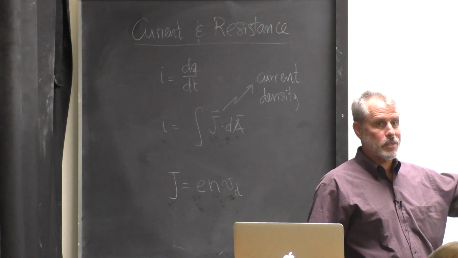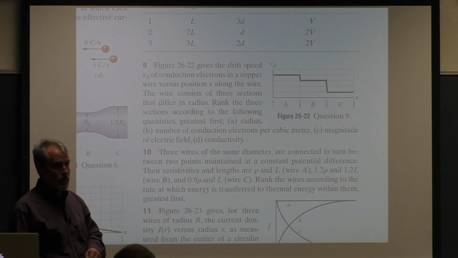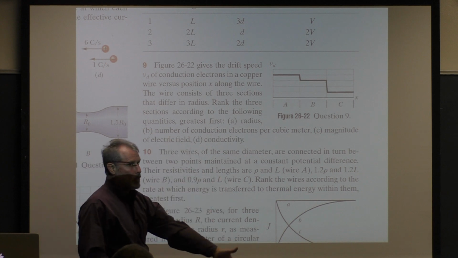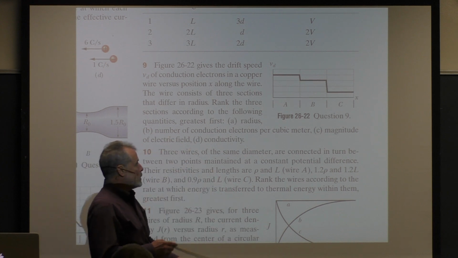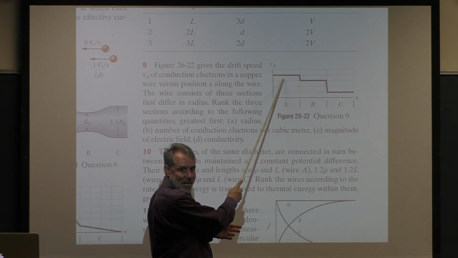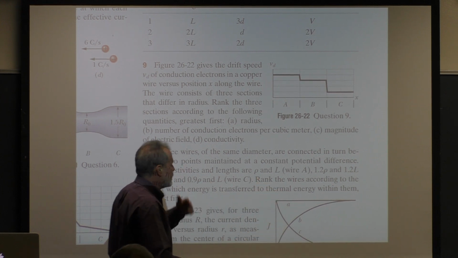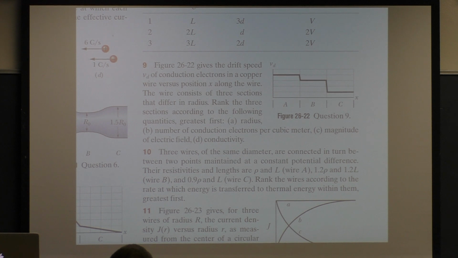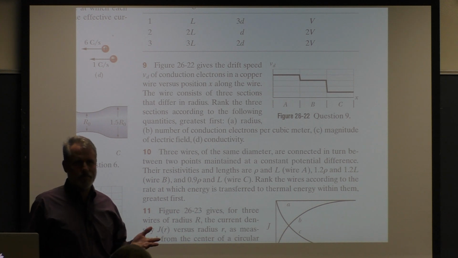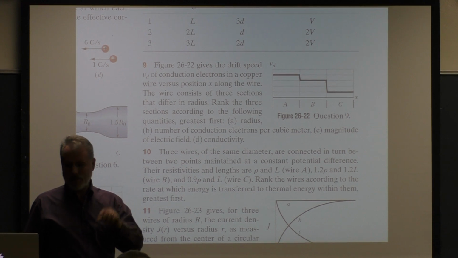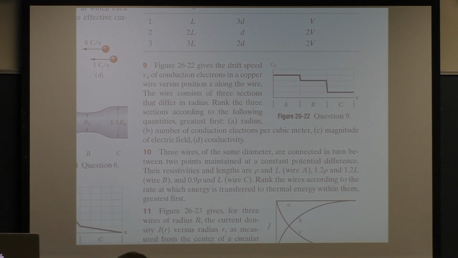Which section has the highest electric field? The drift velocity and the current density are proportional. So this would have the highest current density. Next one. Which one has the highest electric field then? A. Okay. And the conductivity. The conductivity is the inverse of the resistivity. So which one has the highest conductivity? They are the same. Again, resistivity is a local property. Okay, so we'll wrap up tomorrow.